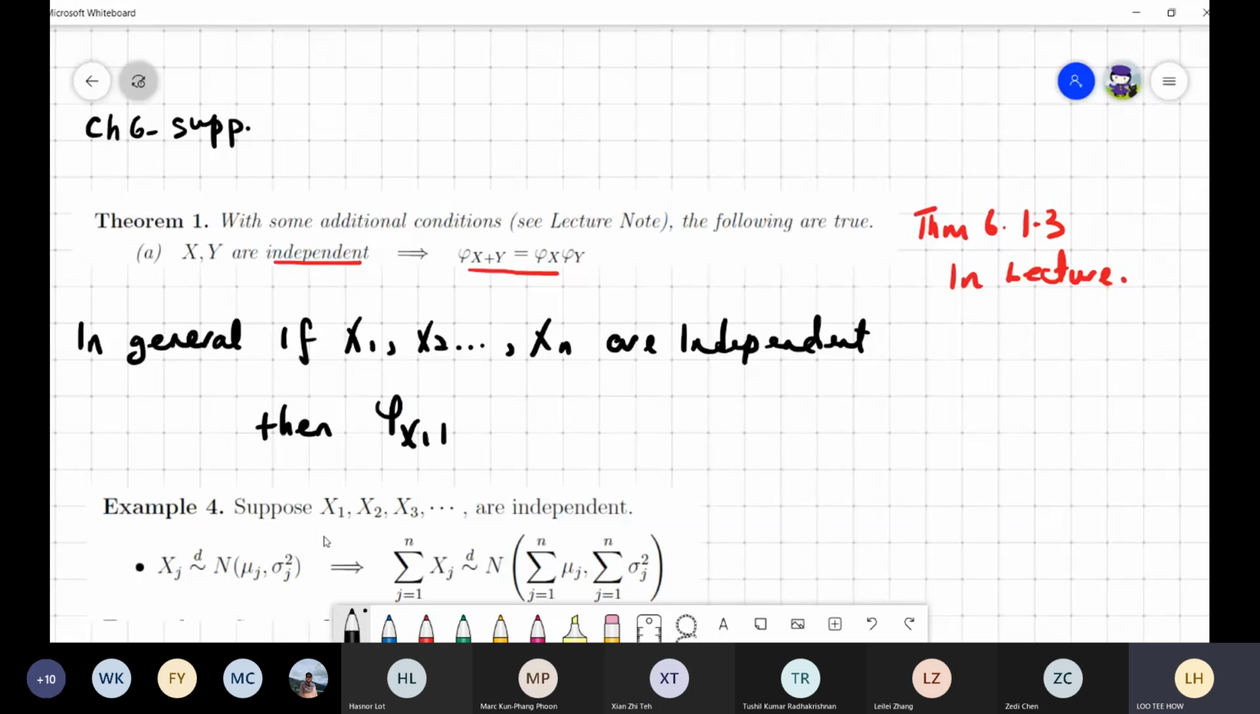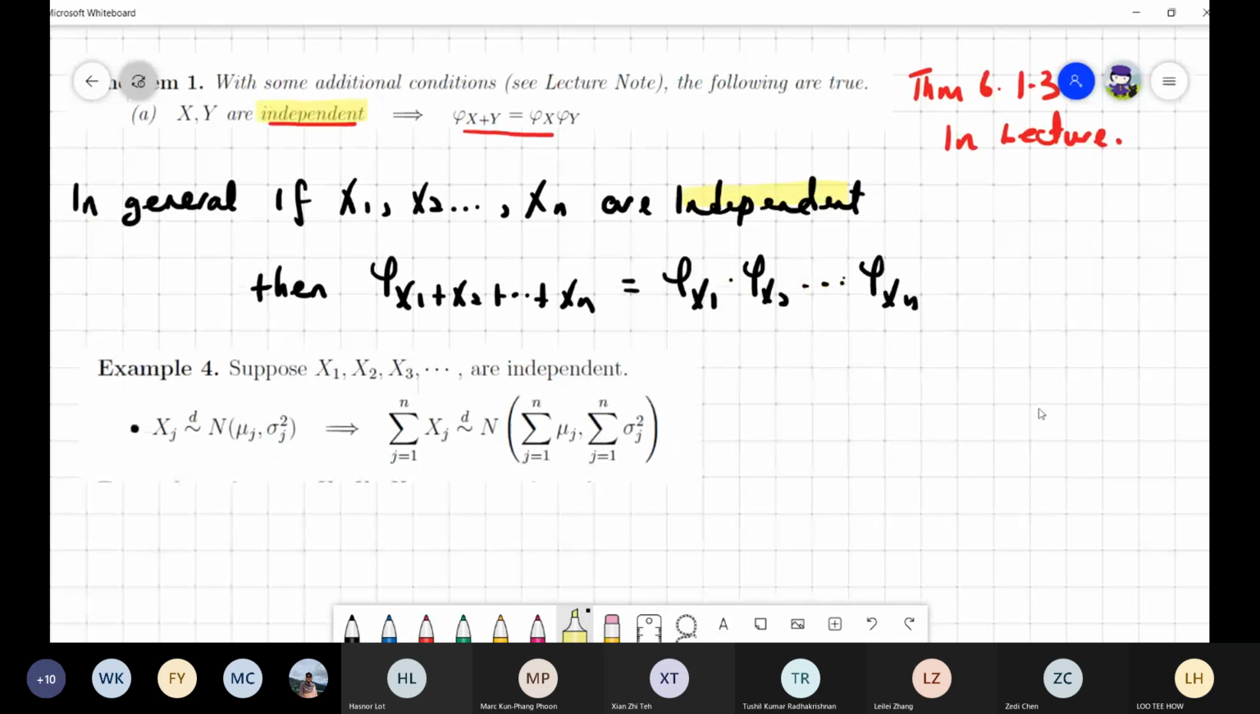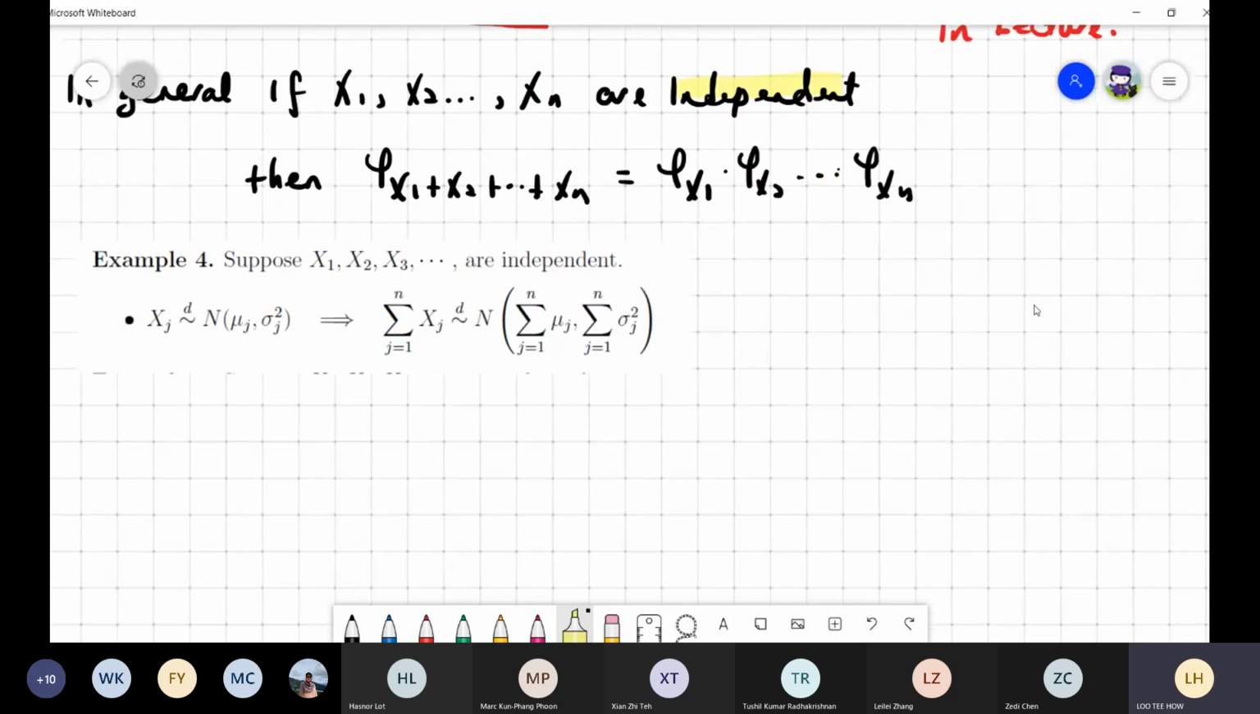Phi of x1 plus x2 up to xn is just the product of phi x1, phi x2, up to phi xn. Provided only one hypothesis, provided they are independent. Now let's look at two examples. First one, example 4.